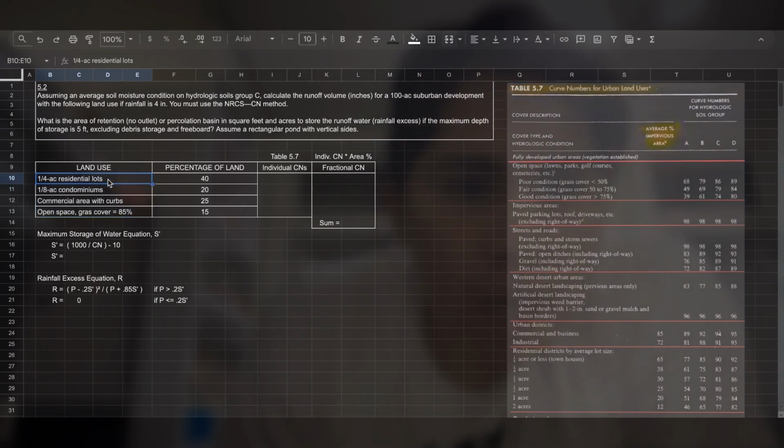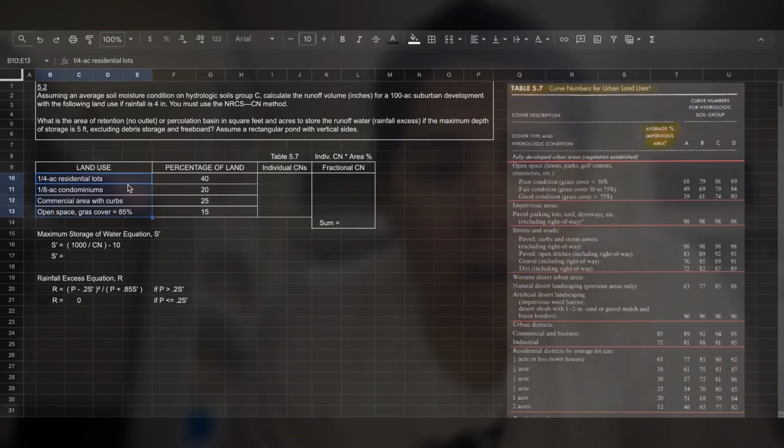Now, finding the values of each individual land use, we're going to find different curve numbers for each of them in this table. Now we have the percentage of land, and this is going to help us to find the total. What would the curve number be that would best represent our watershed that has these different types of land use?